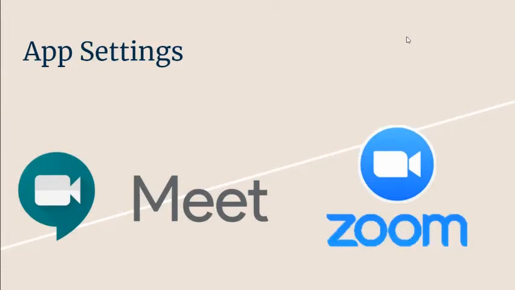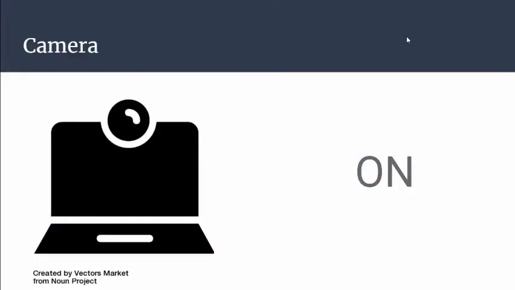Now, the app settings apply to Google Meet or Zoom or whichever platform your instructor or invigilator has given you so that they can monitor you while you take the exam. After you have logged in to either of those apps, you need to make sure that your camera is on, and the camera must stay on for the entire exam.